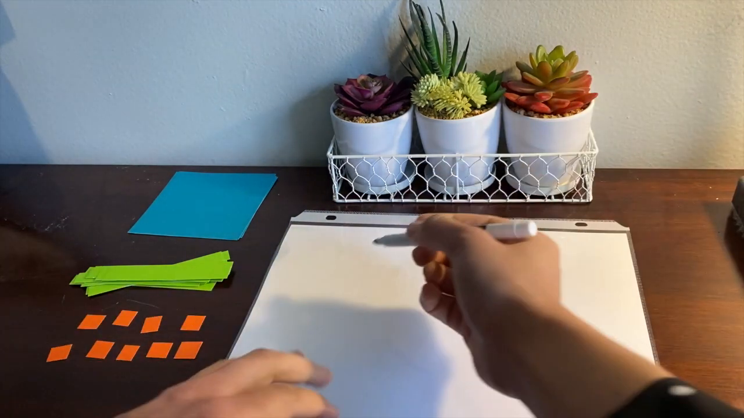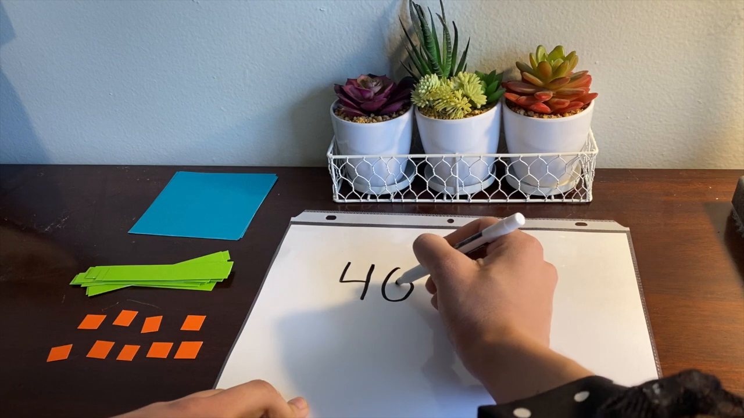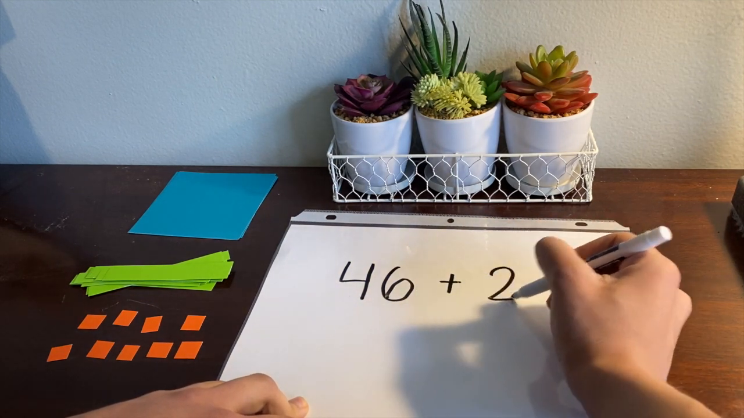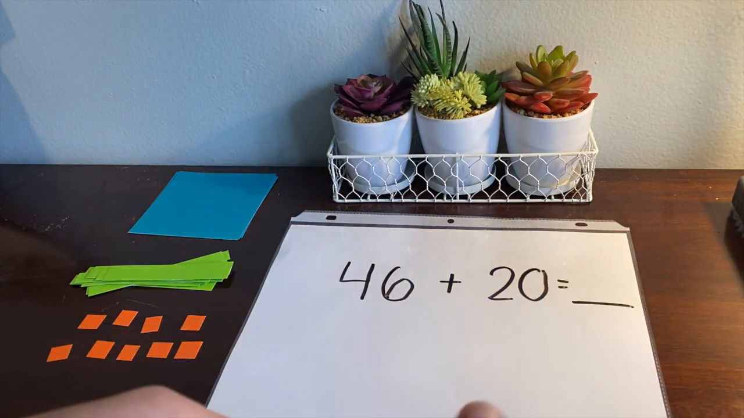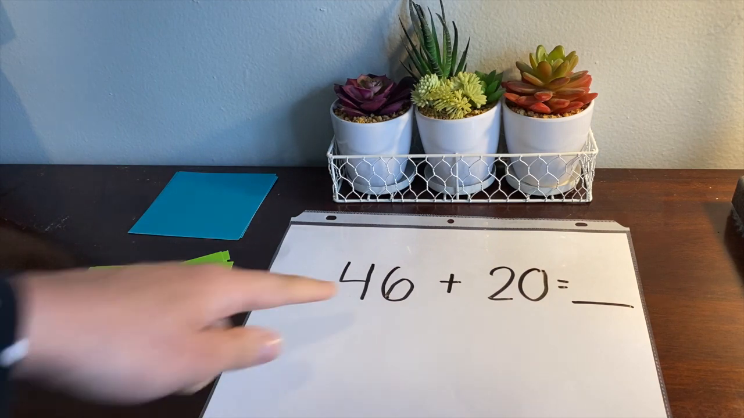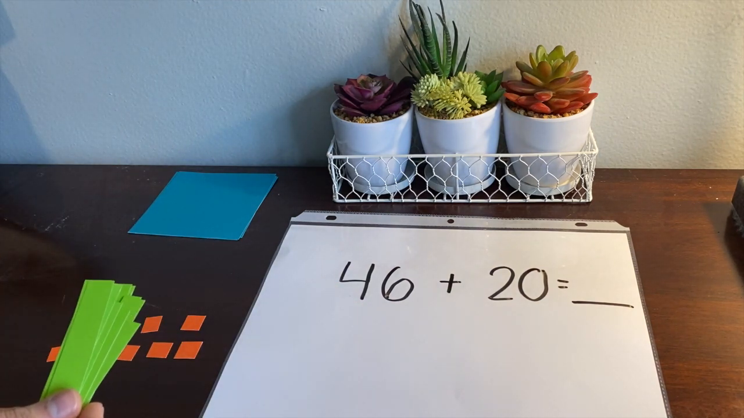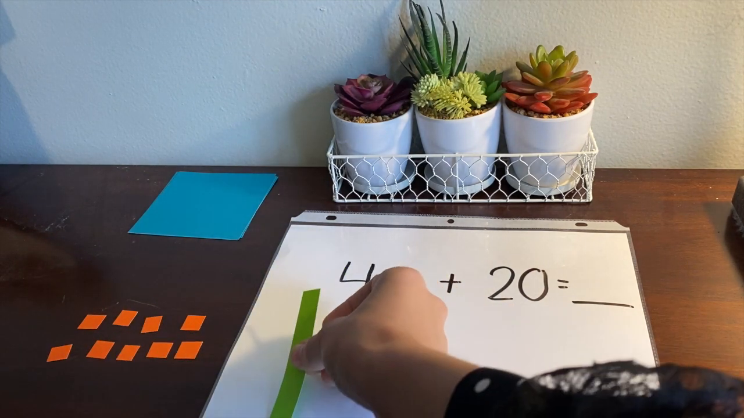Let's try another one. This time we have 46 plus 20. To make the number 46, I notice that there are tens and ones, so I'll be using the 10 sticks and the ones blocks. Let's make that number together.